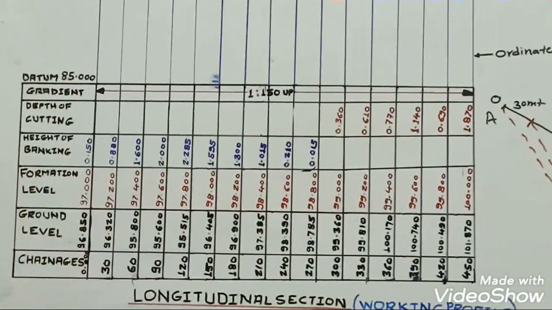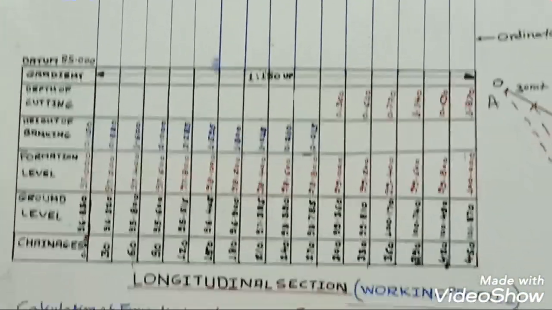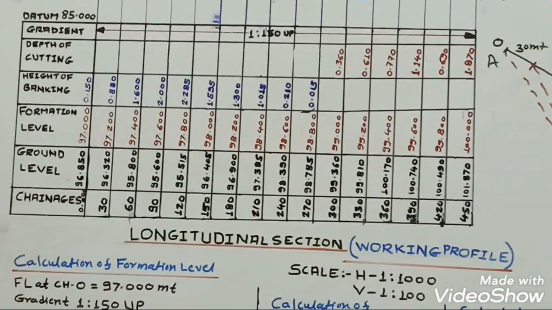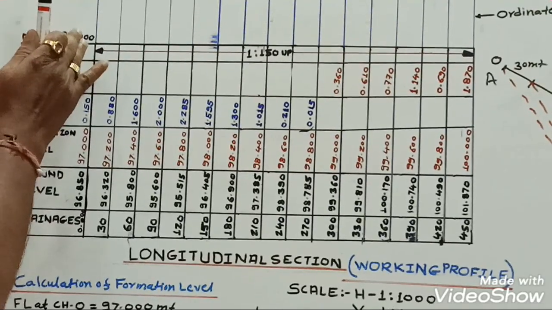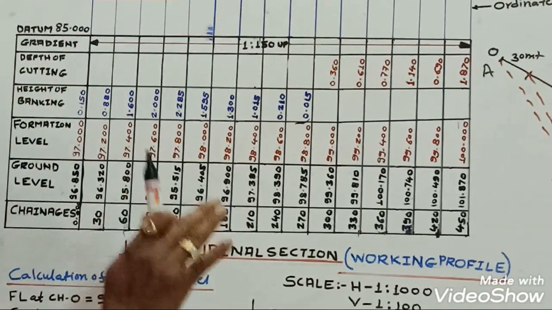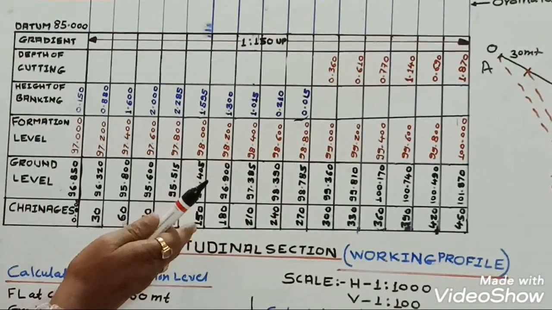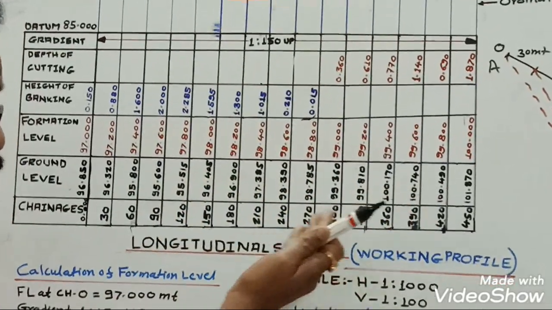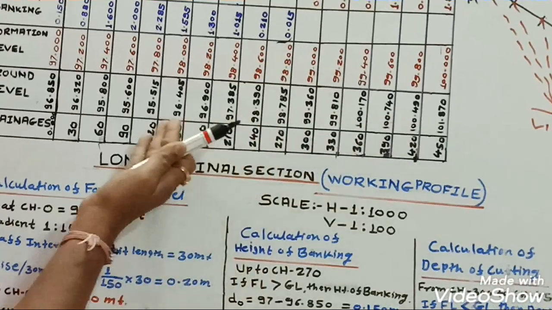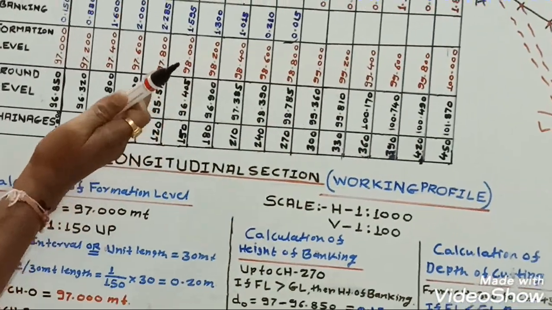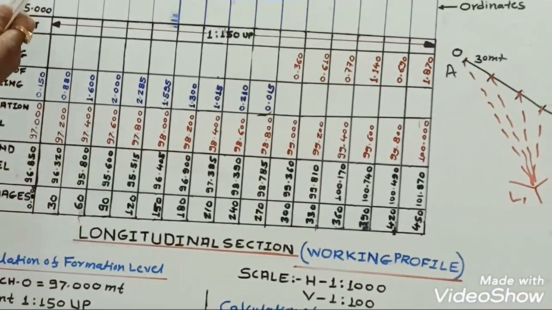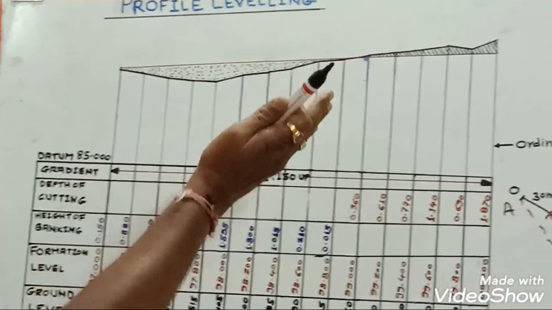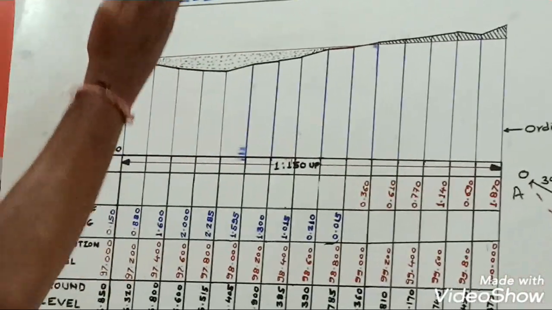Datum means the minimum level from which the ordinates are plotted above it. It means that this level is decided lower than the lowest ground level value. Now here in this ground level, the lowest value is about 95, and therefore the datum is taken as 85 meter, by which these ordinates will be plotted positively over the datum.